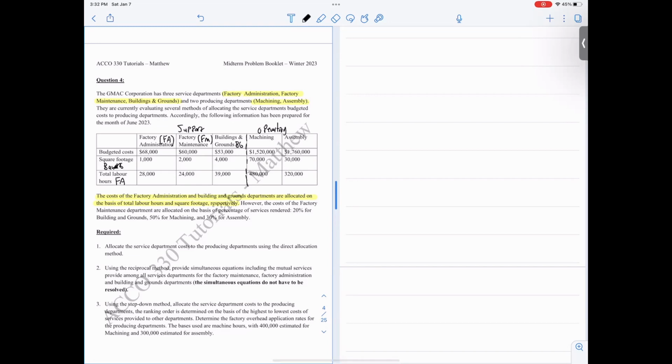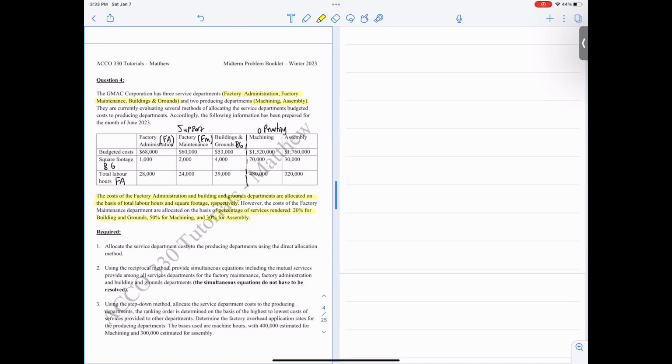Guys, if we did not read that question carefully, we could have made a very, very bad mistake. Now, let's keep reading. However, the cost of factory maintenance department is allocated on the basis of percentage of services rendered: 20% for building and grounds, 50% machining, and 30% for assembly. So factory maintenance allocates based on percentage of service, and they give you the percentage that they give to every other department. So far so good.